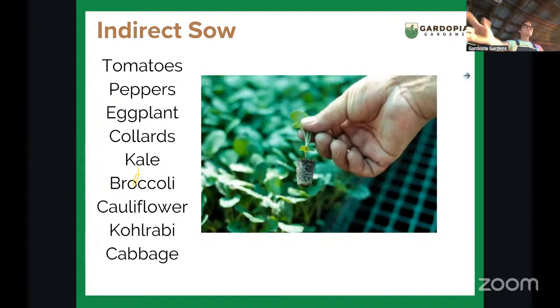Indirect sow. These are all the plants that you want to put in beautiful cells or extra pots: tomatoes, pepper, eggplants, collard, kale, broccoli, cauliflower, kohlrabi, and cabbage. These do well whenever you are upsizing them into bigger pots or starting them out as little itty bitty transplants.